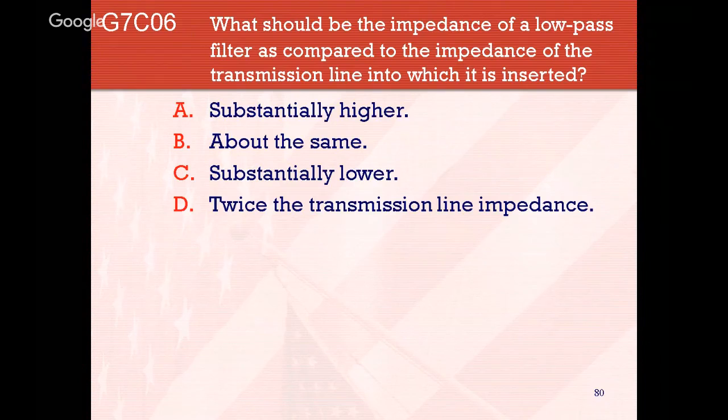Conversely, a low pass filter is going to pass the frequencies of your HF station, and it would knock out any spurious emissions that might occur at higher frequencies, that would interfere with, say, an FM broadcast receiver or a TV. So really, the impedance of a low pass filter as compared to the impedance of the transmission line into which it is inserted should actually be about the same.